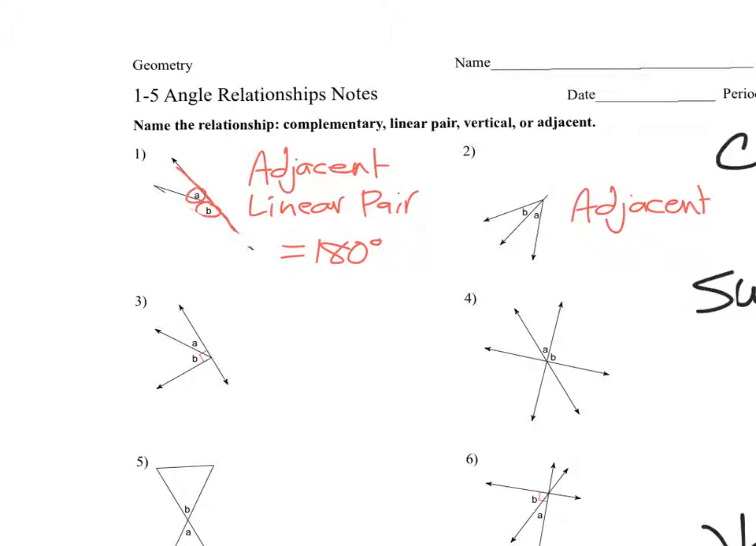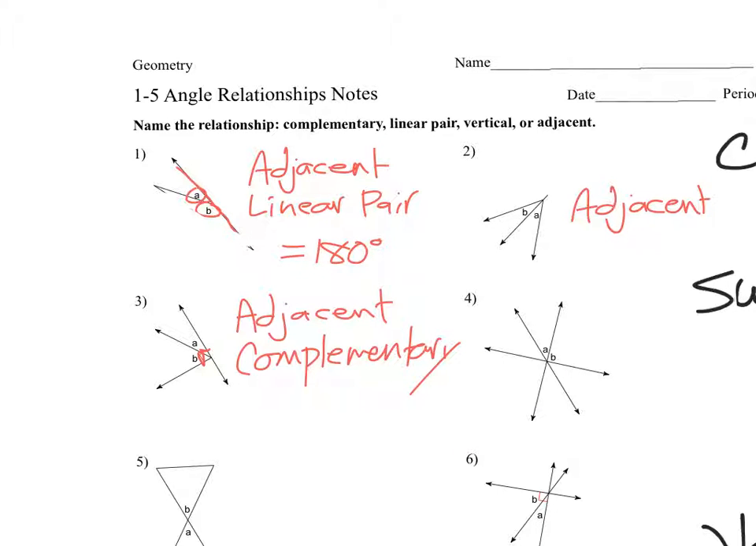Number 3, A and B, they're again adjacent. They're right next to each other, but this time they are also complementary because they equal 90 degrees. How do we know that? Because of the box. We know that box equals 90.